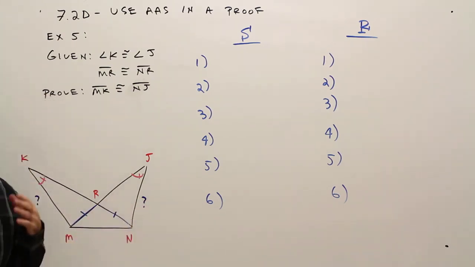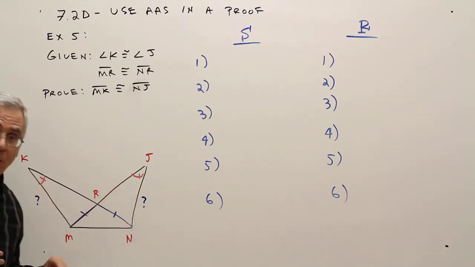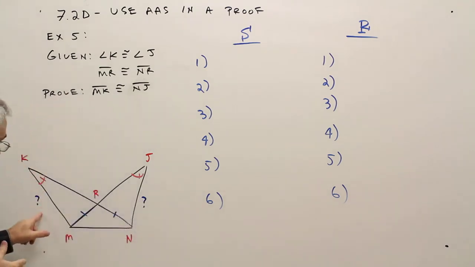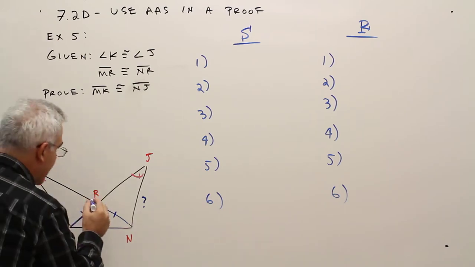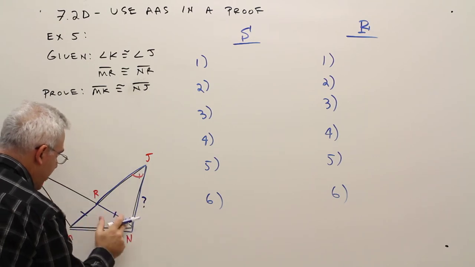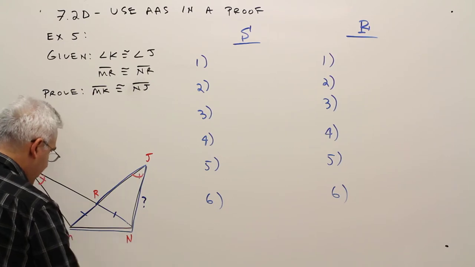Alright, so when you see a problem like this, overlapping triangles is screaming to be used. So let's see if we can get the overlapping triangles congruent, perhaps by angle, angle, side, and then we'll use CPCTC to get those parts. I like to draw the triangles in different colors. So I'll draw this one in blue, and I'll draw this one in green.